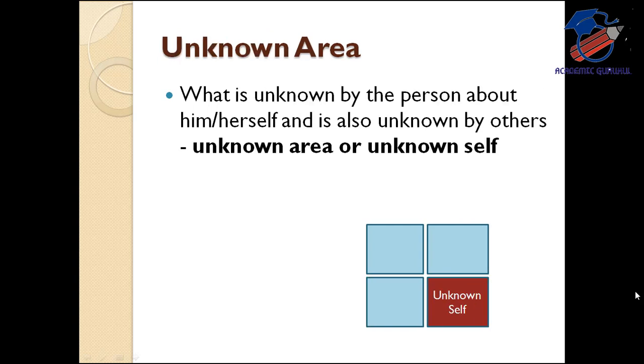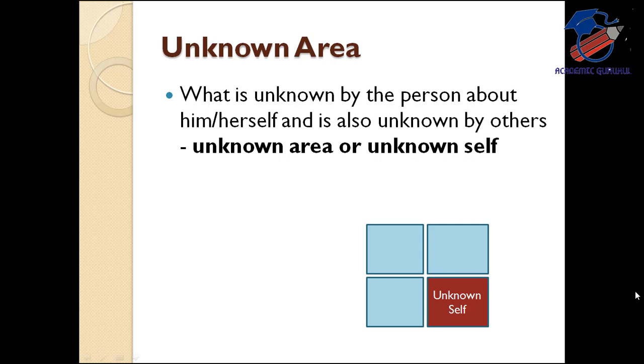The last and the fourth quadrant is unknown self, unknown area. The things which are not known by the person about himself and also unknown by others. मुझे भी नहीं पता कुछ चीज़ों के बारे में और वो चीज़ें किसी और को भी नहीं पता. People must not have observed that thing और मुझे अपने आप के बारे में तो वो चीज़ पता ही नहीं है.